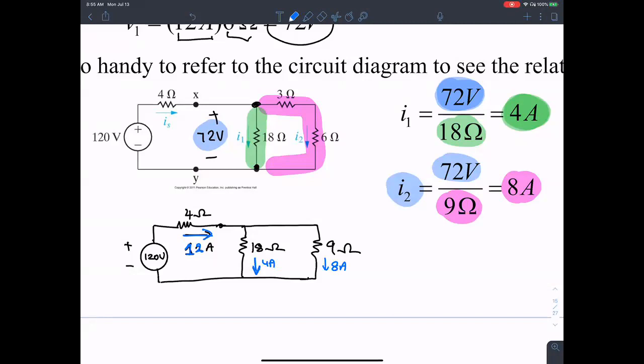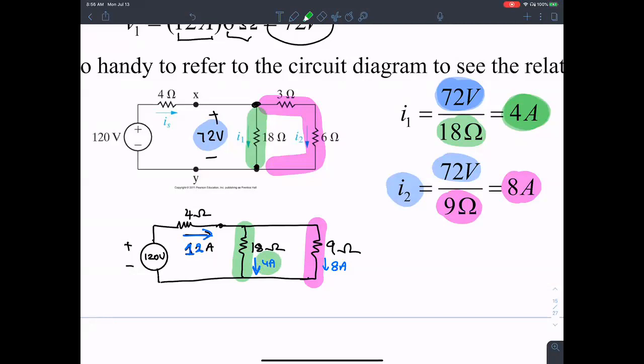What I want you to notice is that the large resistance, the 18 ohm resistance, is carrying a small current. The small resistance, the 9 ohm resistance, is carrying a larger current. If you look at these two branches, they're in parallel. 18 ohm and 9 ohm resistance are in parallel. So a large part of the 12 ampere current is going into the smaller resistance, and a small part, just 4 amperes, is going into the larger resistance.